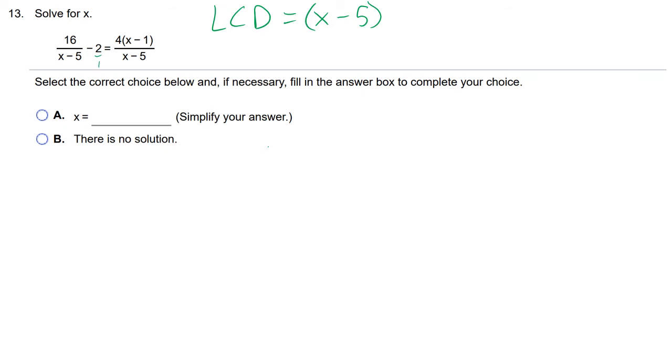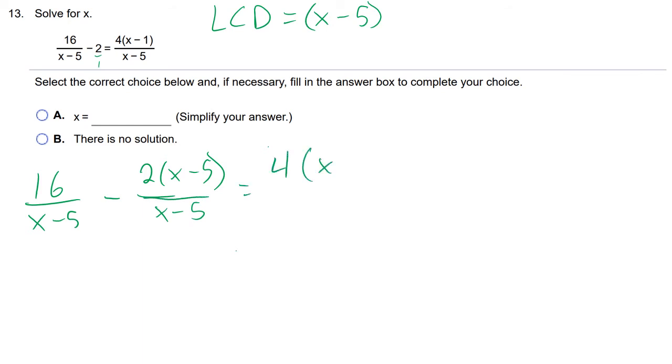It's 2 over 1. Okay, so if we were to rewrite this one, we'd do the 16 over x minus 5. But this is not just minus 2. We need it to be minus 2 over 1. They need to be all fractions. And so if we multiply the top and bottom by x minus 5, now we end up with this equation.